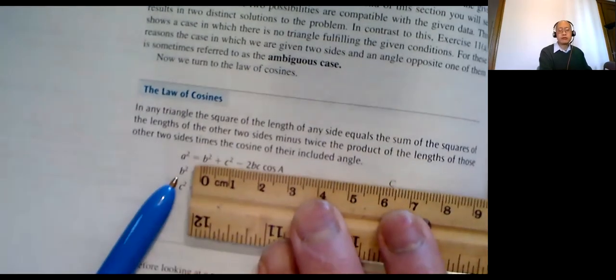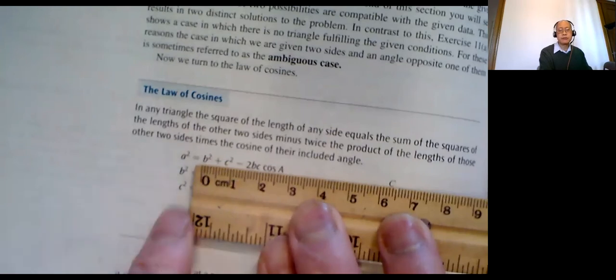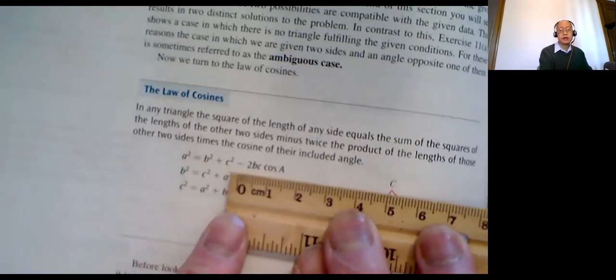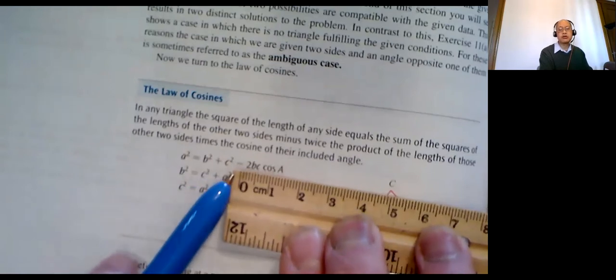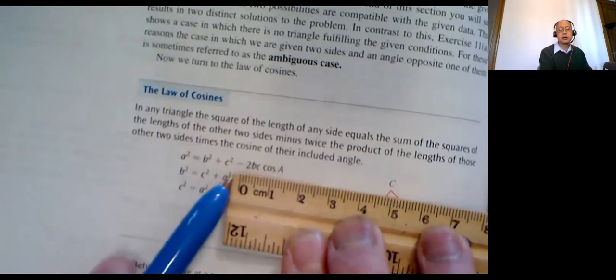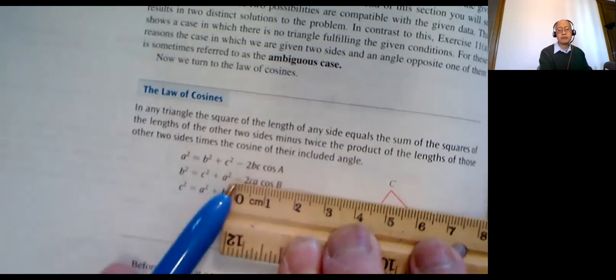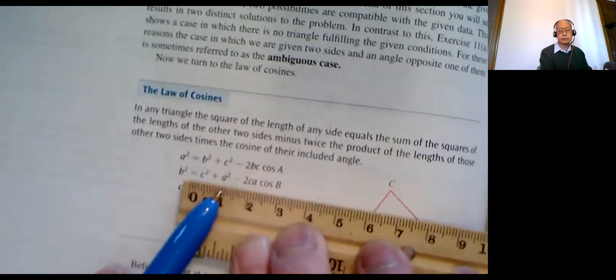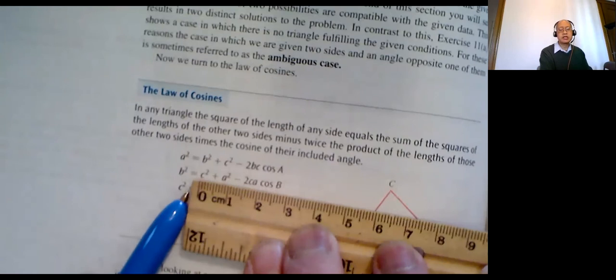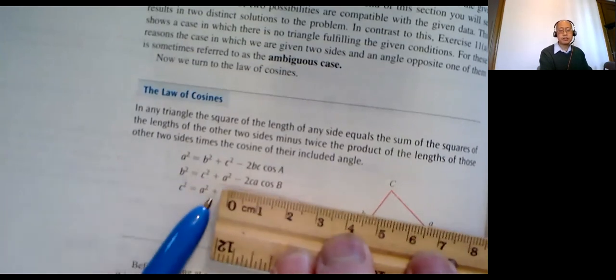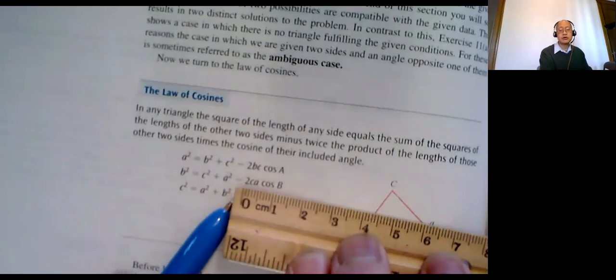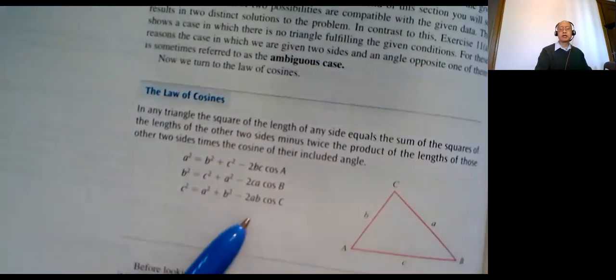If you had B squared, just follow the logic here: A squared plus C squared, or C squared plus A squared, minus 2 times the other letters, 2AC cosine of B. And then same thing, C squared: the other 2 letters, A squared plus B squared, minus 2AB cosine of C.